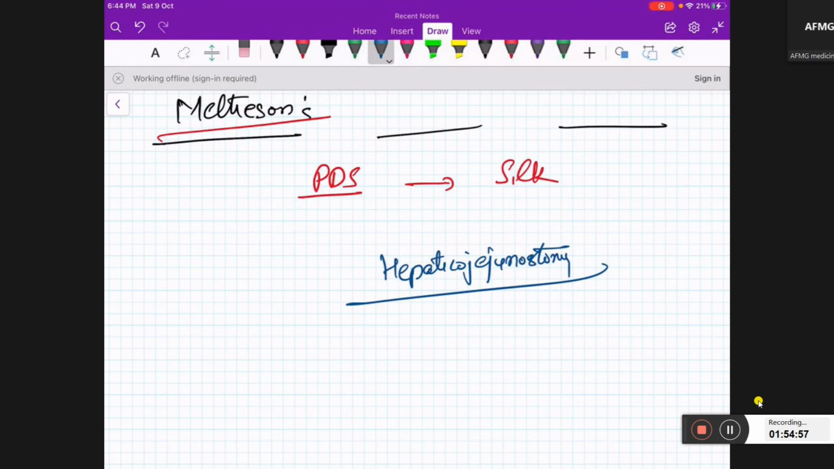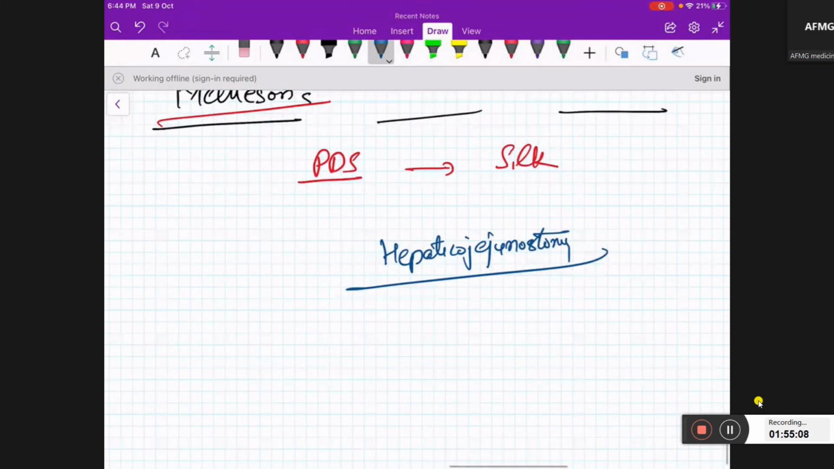Okay, now once we use a suture in any surgery, we have to apply a knot also, right? So there are mainly three types of knots we have.